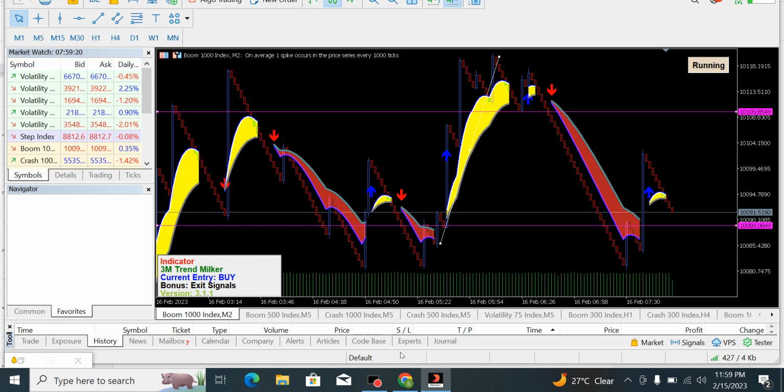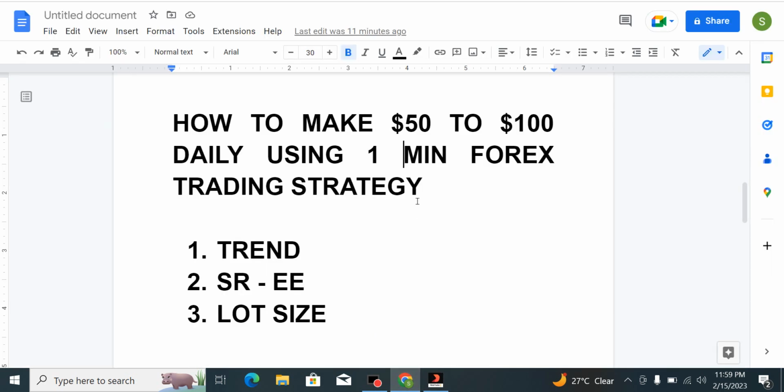Okay, so guys, all you just need to do is just to practice more with the trading tool, and you will make a lot of profit with it.